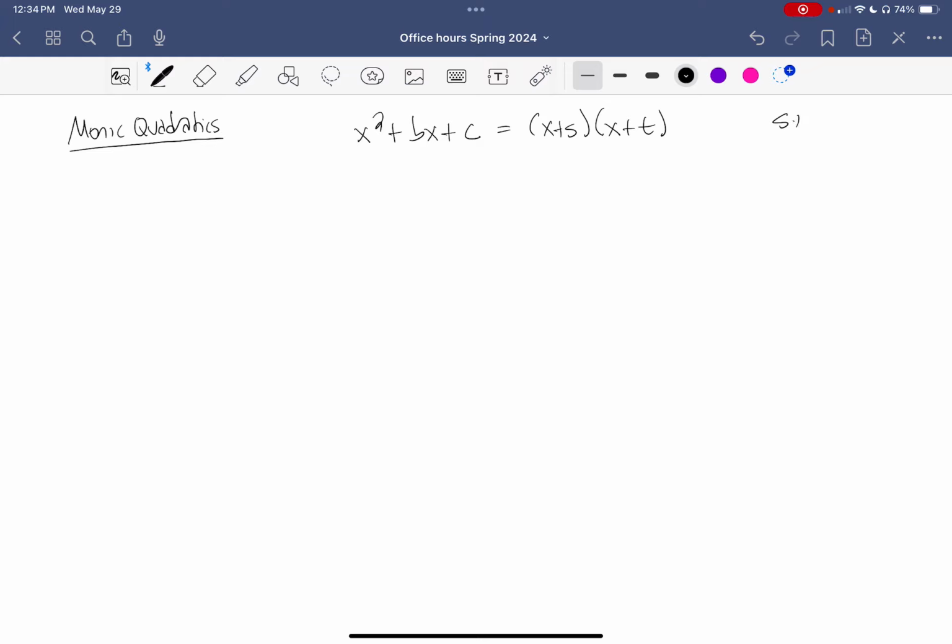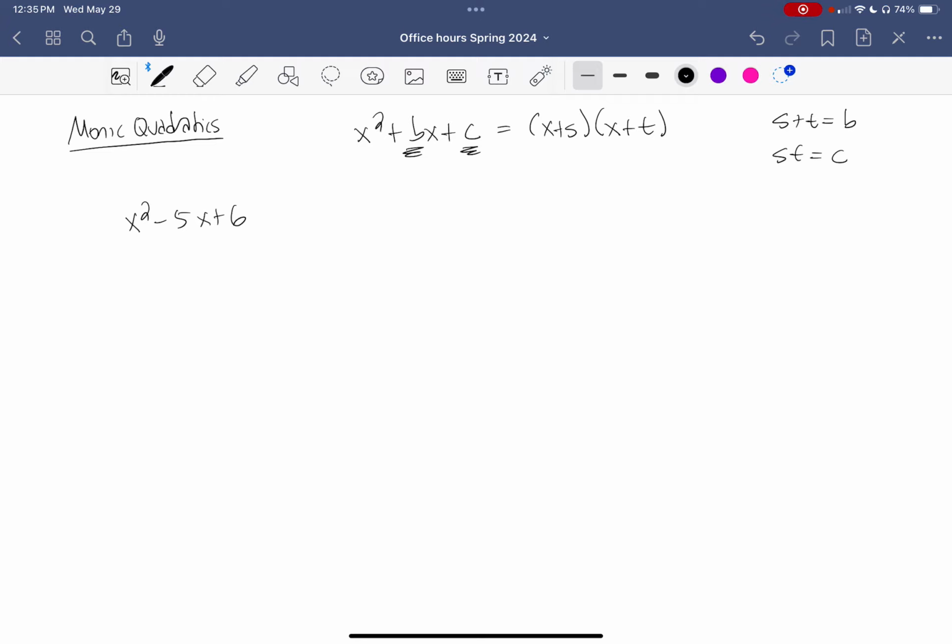S and t need to be two numbers so that they add to this b in the middle and they multiply to the c here. Since there are fewer ways to multiply to something than add, I usually start actually with the multiplication and then pick which ones I want based on the addition. There will never be more than one possibility for s and t that fit both situations. And it's just a matter of being careful, especially if there are negative signs in place.